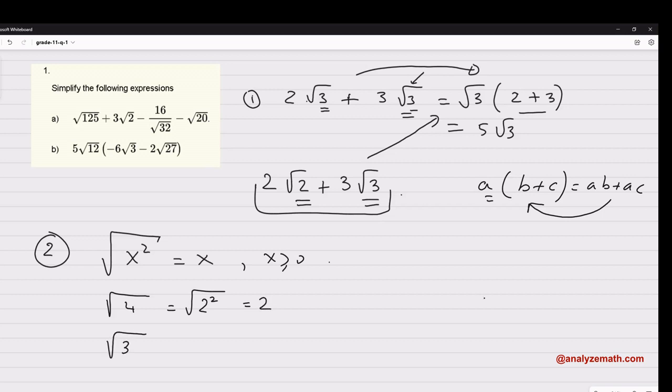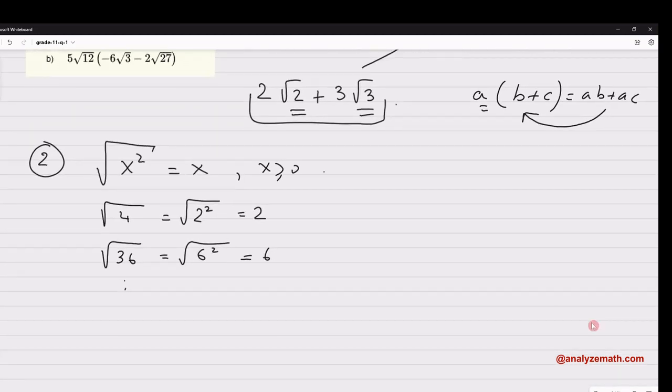The square root of 36. 36 can be written as 6 power 2. That gives me 6. And so on. Just another example. The square root of 100 is the square root of 10 to the power 2, which is equal to 10. Now, 4, 36, 100 are called perfect squares.